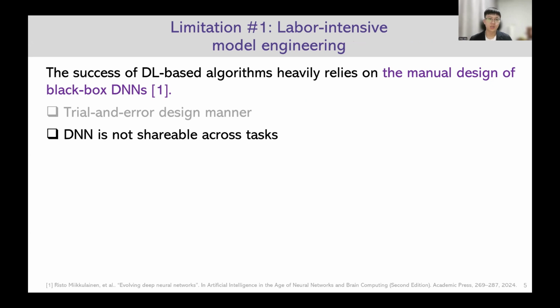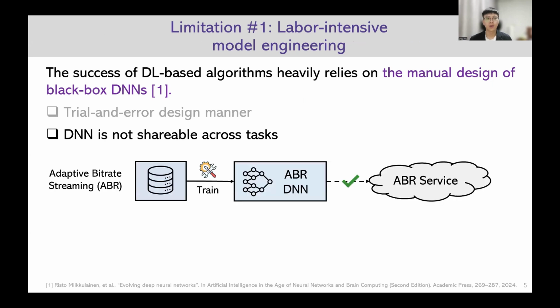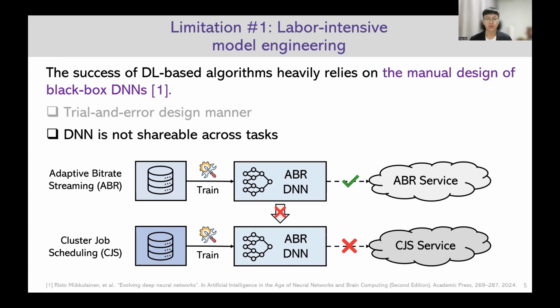To make things worse, DNNs are not shareable across different tasks. For example, if we have a well-designed DNN model for the adaptive bitrate streaming service, we cannot use the same model to do cluster job scheduling. So this means that one DNN only works well for one task. So we have to design specialized DNN models for different tasks, and this will increase the model engineering overhead.